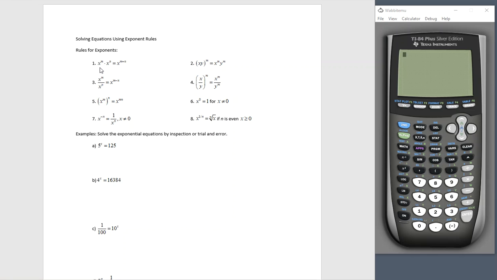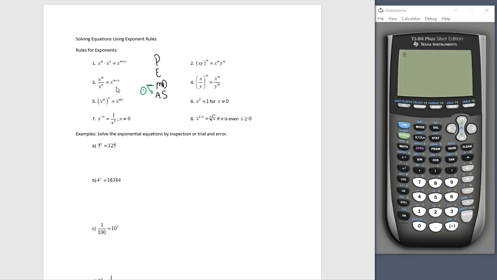So, rules for exponents. Number one, this is called the product rule. If you're multiplying two things with the same base, then you add their exponents. I like to think of this using order of operations. Our order of operations says we take care of parentheses, then exponents, then multiply and divide on the same level, and then add and subtract. So what property 1 says is if we're multiplying two things with the same base, we step down one level and we add the exponents. All right, so that's step 1.